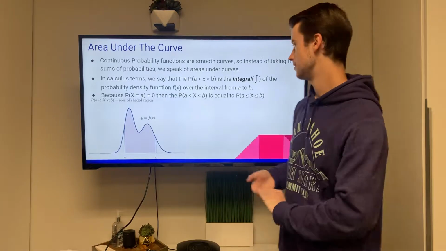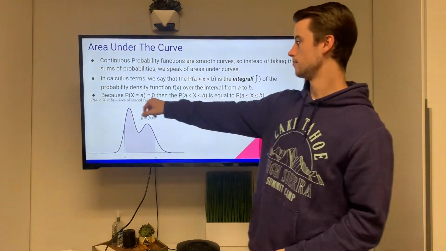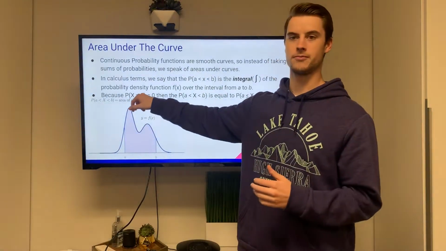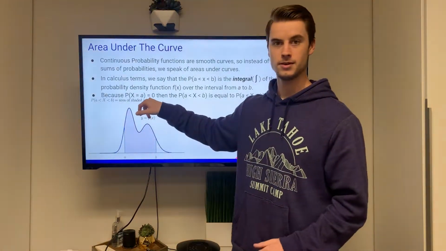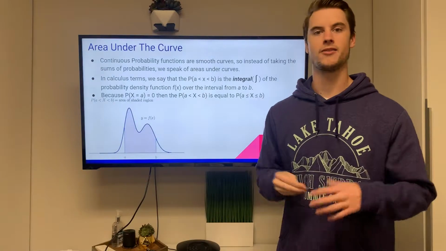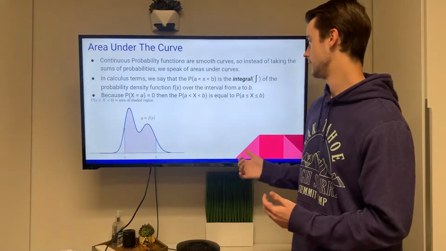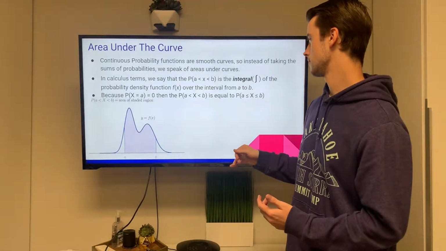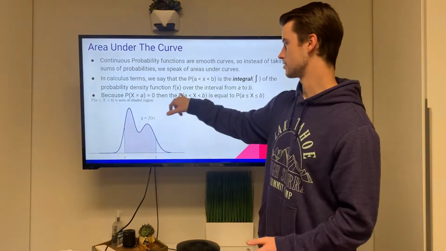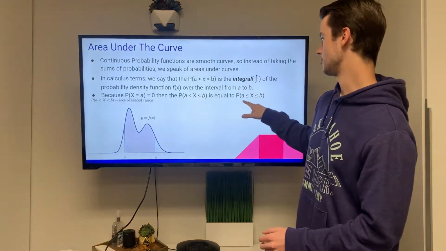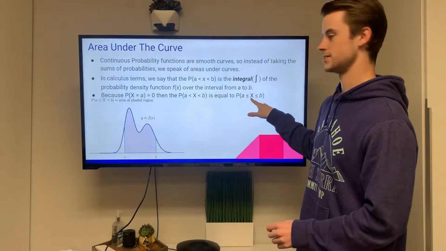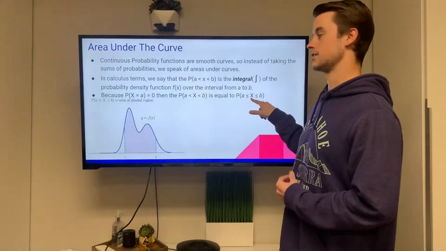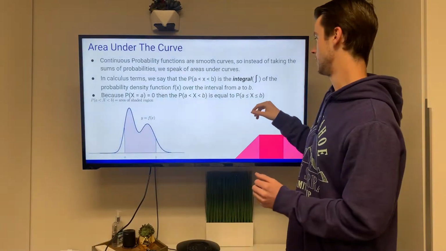So, again, because the probability of any given point on that line is going to be equal to 0 because it's a continuous function, we don't have discrete variables in there. We can classify this, right? This inequality is going to be the same as this inequality, okay? So anytime you see this, it's the same as this in a continuous probability function.